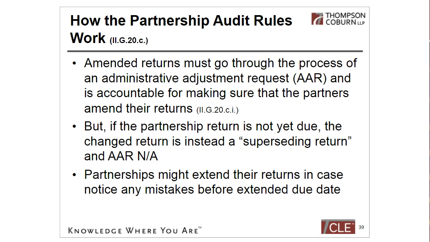But it's certainly fair to the IRS, and the partnership just has to go through that effort. Now, there is one way around it if you catch the mistake early. If the partnership return is not yet due, then the changed return is not called an amended return. It's called a superseding return, and you don't have to go through that administrative adjustment request process.